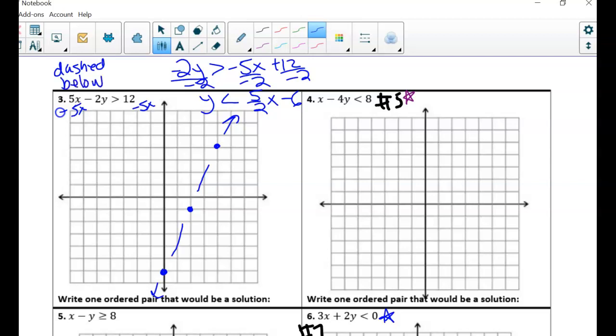If you're not sure where below would be, draw your arrows. Below would be where the arrow's pointing down. So that would be this area right here.